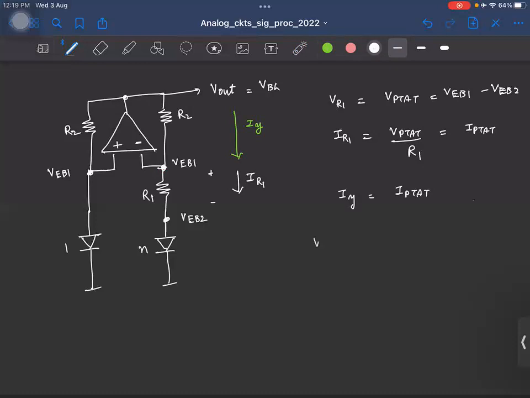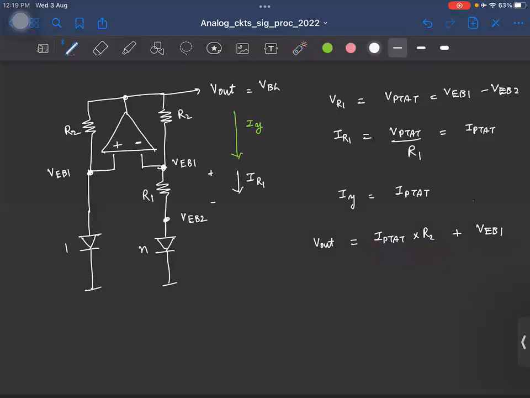So how can I write V out? V out is the drop across R2, okay, plus this voltage. Is that fine? So this is basically IPTAT times R2 plus VEB1, right? I mean, that's basically what we had earlier also. This is our PTAT voltage, CTAT, which are added appropriately. Okay.